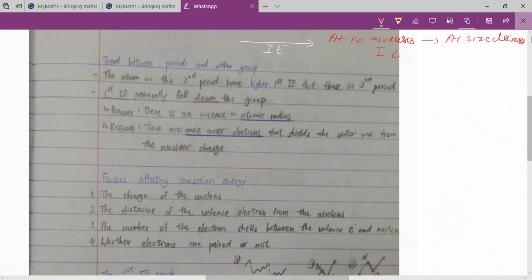Oh, so is the second reason also wrong? Is the second one, that ionization energy increases?